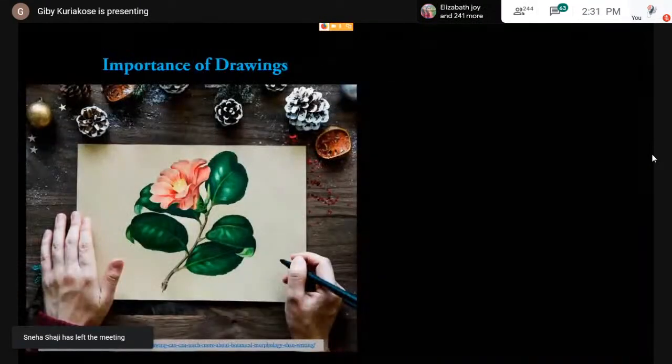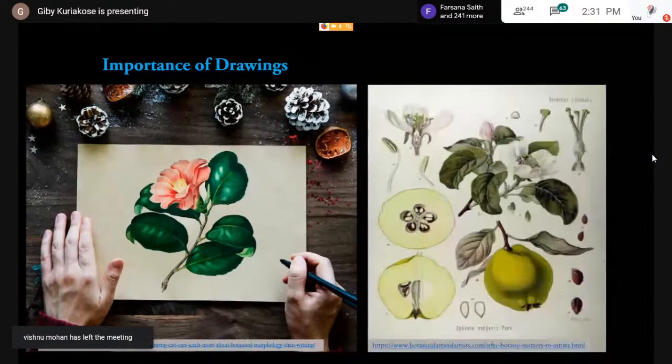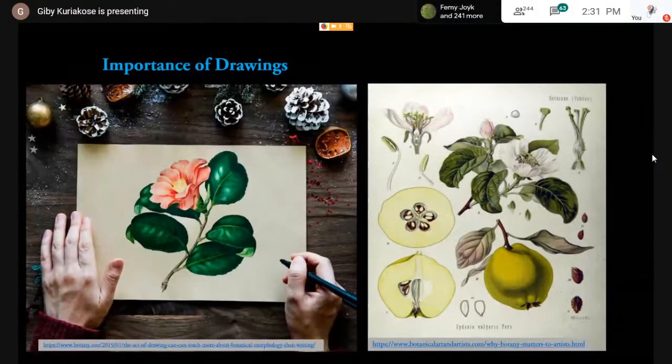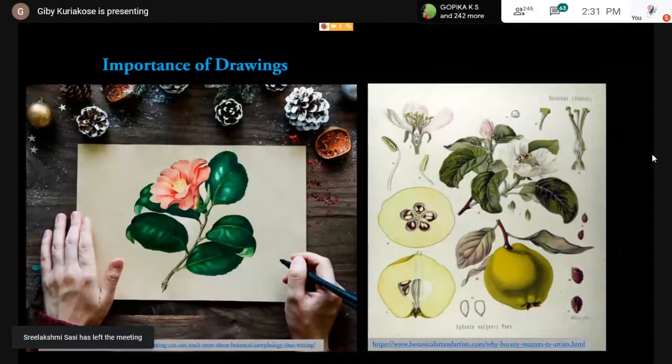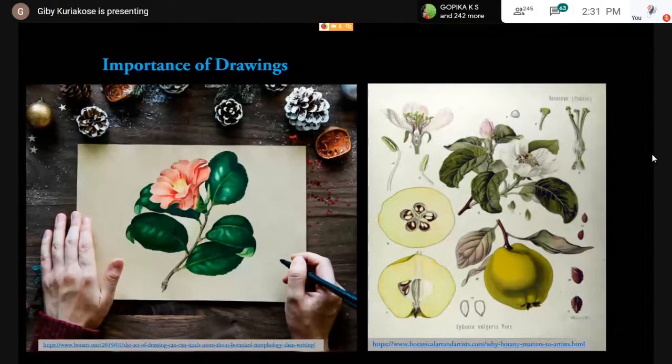Drawing not only makes you interested in the field, but also helps you go for systematic updating. In classic botany or classic taxonomy, in earlier days, plants were documented by means of such wonderful, lively drawings, and many of these lively drawings are available online. We can just go and see and try to understand.